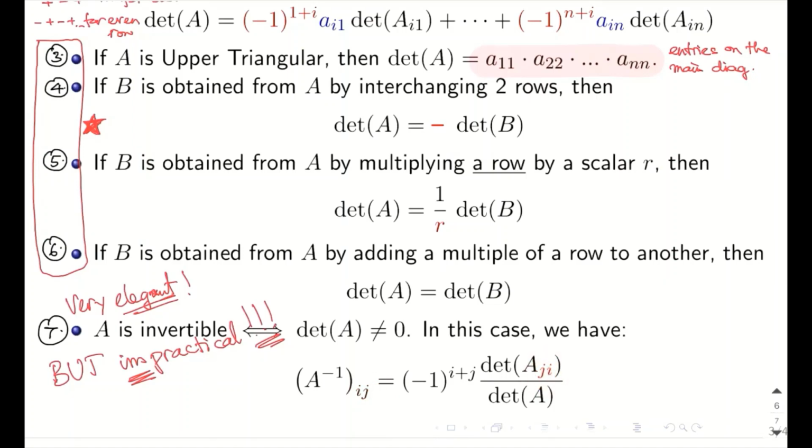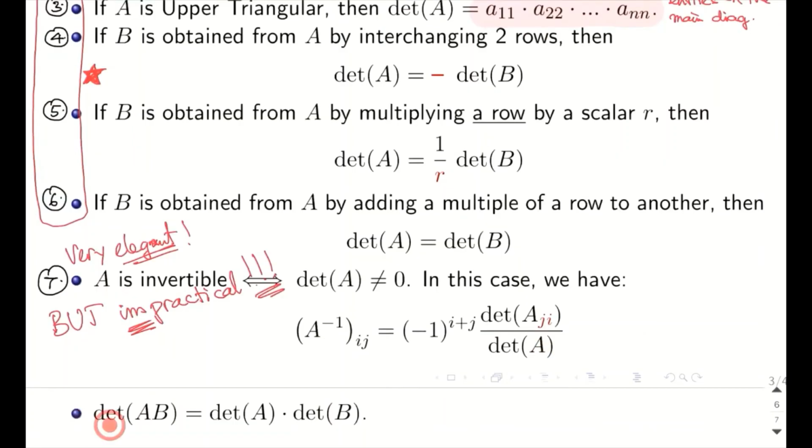And it's very easy to forget that at a certain time. The determinant of a product equals the product of two determinants, right? We also often use this one in practice, but not for now.